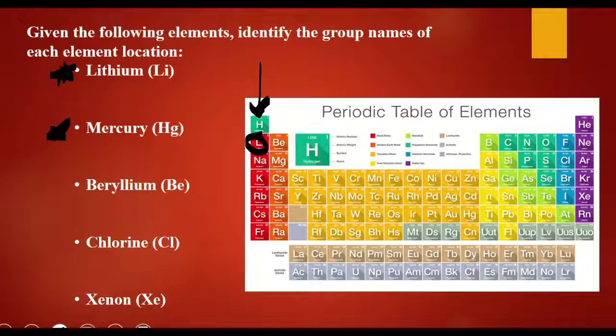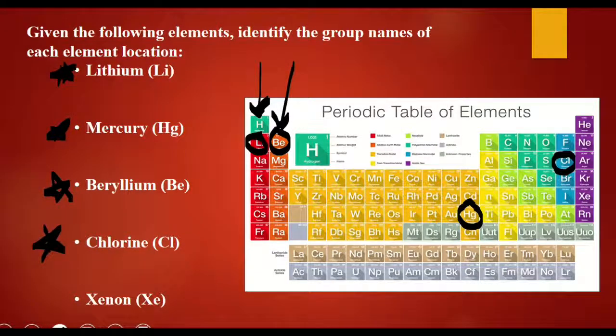Number 2 is mercury. Mercury we know is one of the liquid ones that's located right here within the group of transition metals. Number 3, beryllium. We know that beryllium is right here. This is the alkaline earth metals. Chlorine over here is a halogen. And the last one, xenon, right here, is a noble gas.